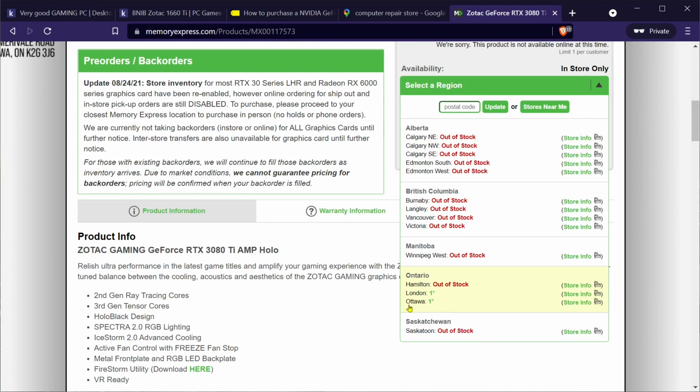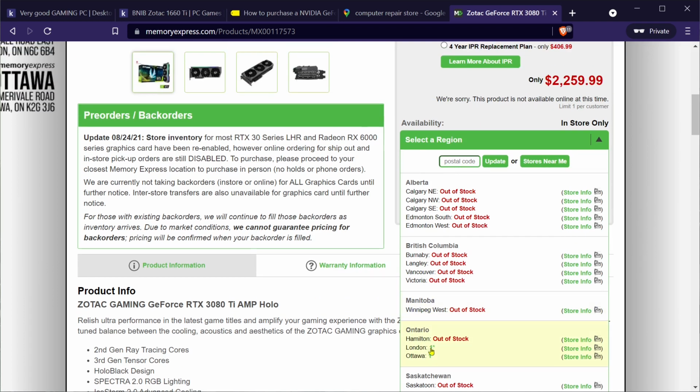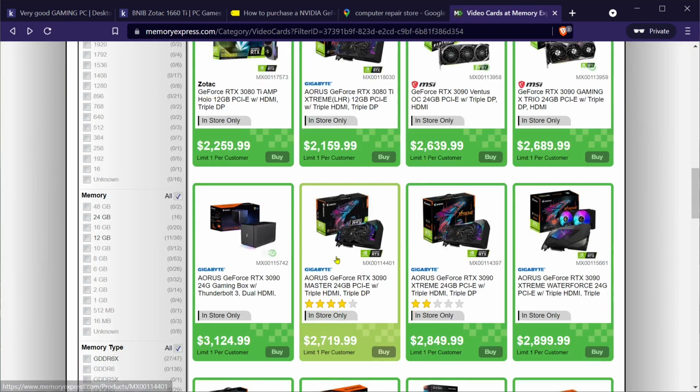Ontario. See, there you go. Ottawa. Ottawa must have a whole lot of cards in stock. Ottawa, London, they got some in stock. So if it says that, they might actually be updating their store. But a lot of these other guys don't, and you have to go in and see them on the shelf.